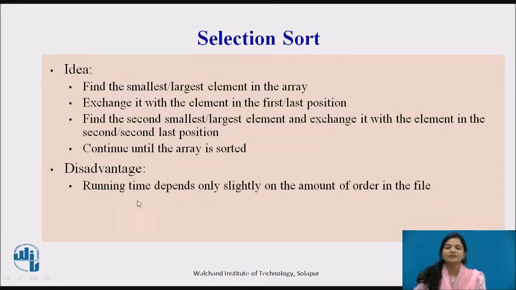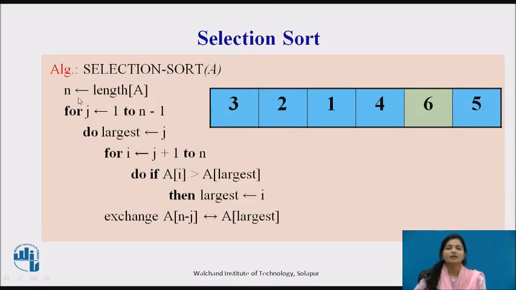Now it has a disadvantage. Its running time depends only slightly on the amount of order, meaning how ordered the array is, accordingly our running time will be required. Here n is the length of that array. Then how much loop are we doing? That is 1 to n minus 1 we are running the loop. Then we consider the first one as the largest, and then in the loop we will be comparing every time with the next one, next one, next one.